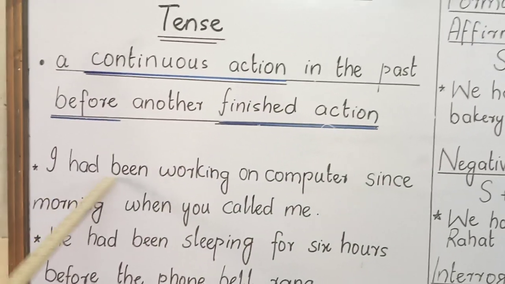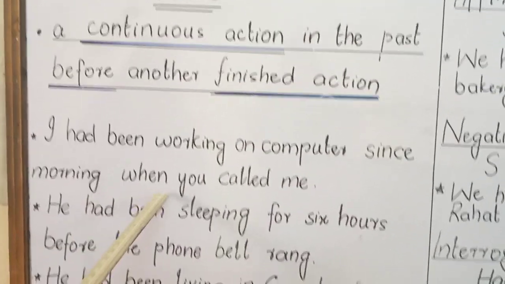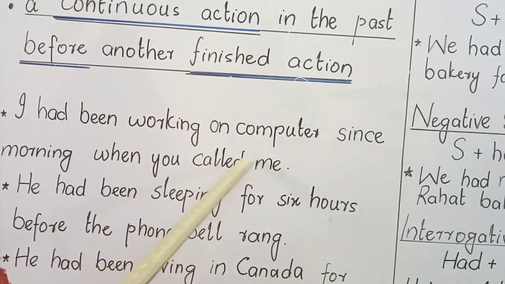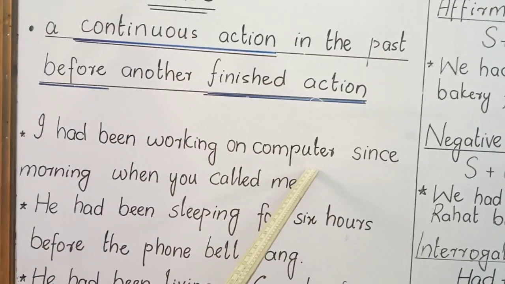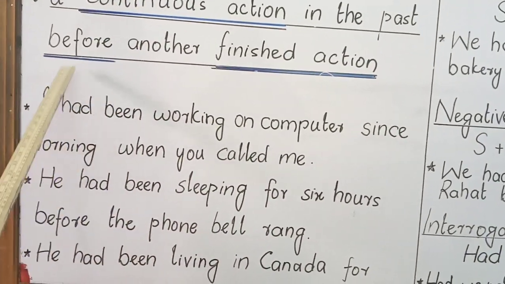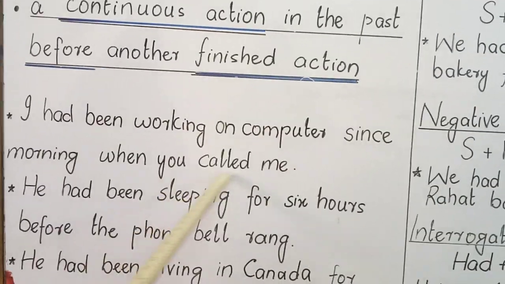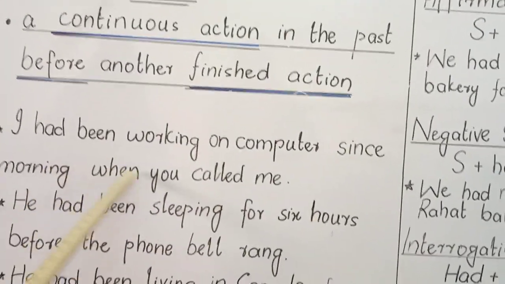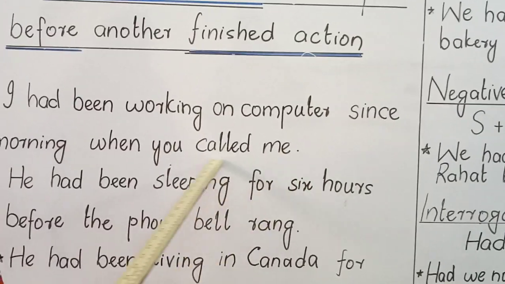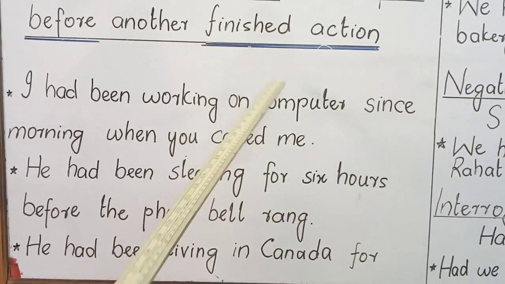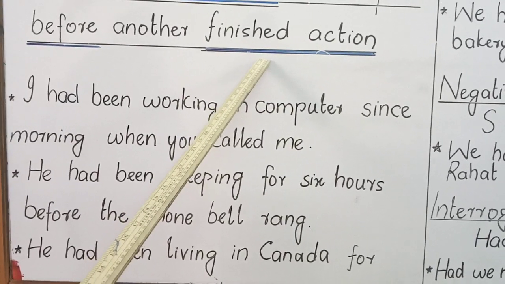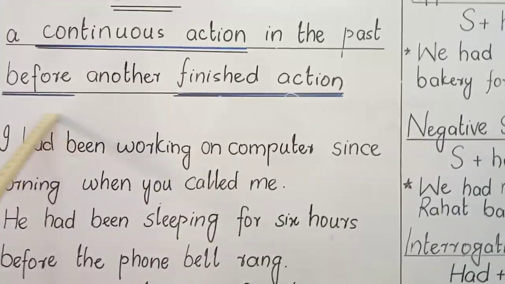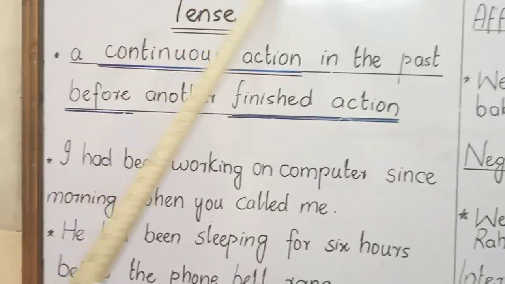For example, I had been working on computer since morning when you called me. So you called me in past, and before this action, I had been working on computer. I had been working continuously before you called me. So there was a continuous action in the past before a past action happened. So there are also two past actions. One action is finished action, so that is past indefinite tense or past simple tense, and a continuous action before this past is past perfect continuous tense.